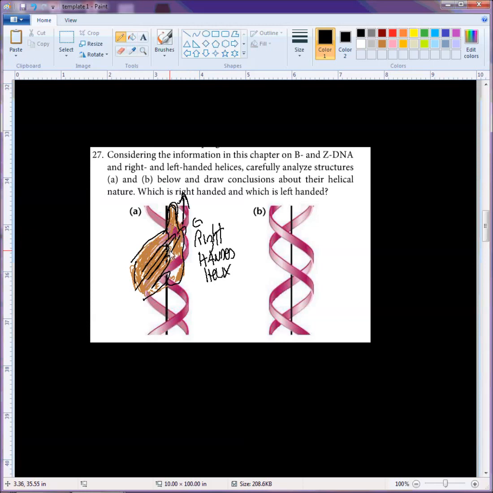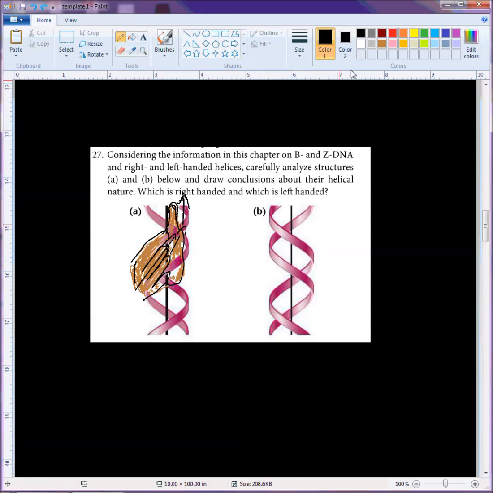So if my fingers were pointed down towards my wrist, so my wrist would be down here, if they were pointing down here instead of up towards my thumb, that would be a left-handed helix, in this case a double helix. So let's see if I can show you that that is true.